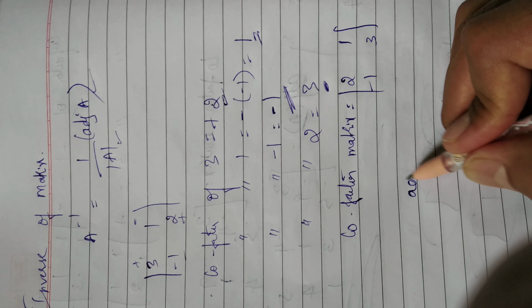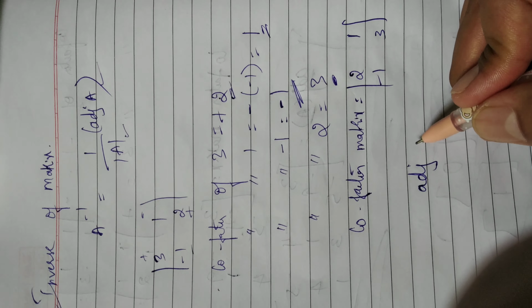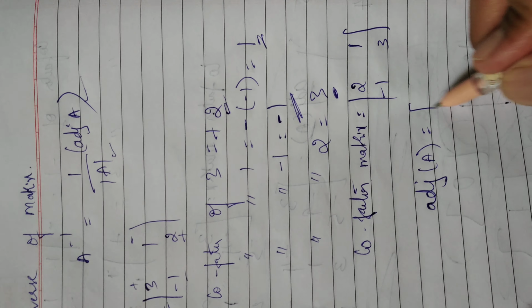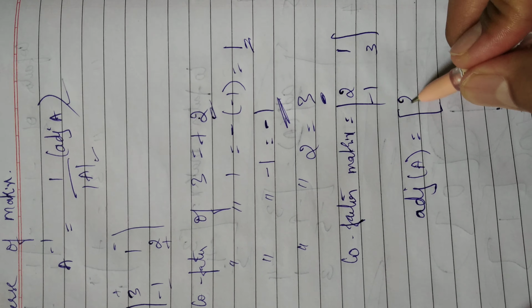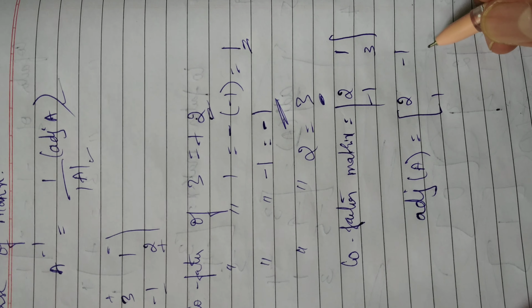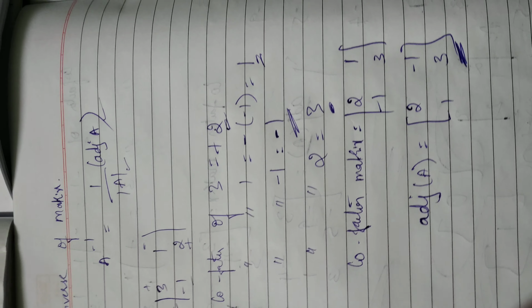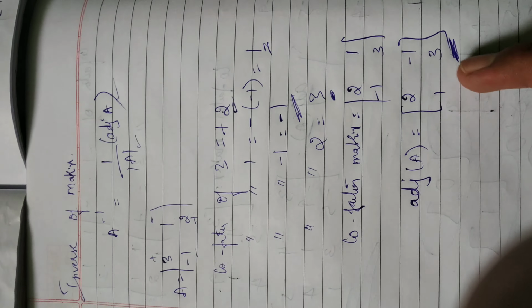Now what is the adjoint of this? Let's assume this matrix is A. The adjoint of A is the transpose of the cofactor matrix. If you do the transpose of this, it will be minus 1 this way. So this is our adjoint. We got the adjoint. Hope you have understood this.